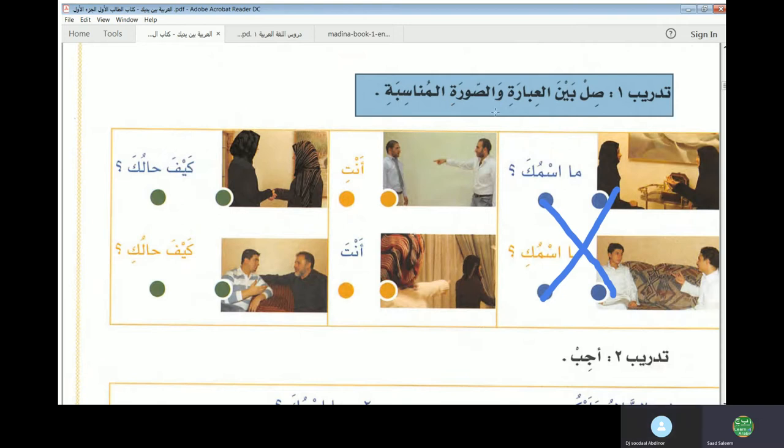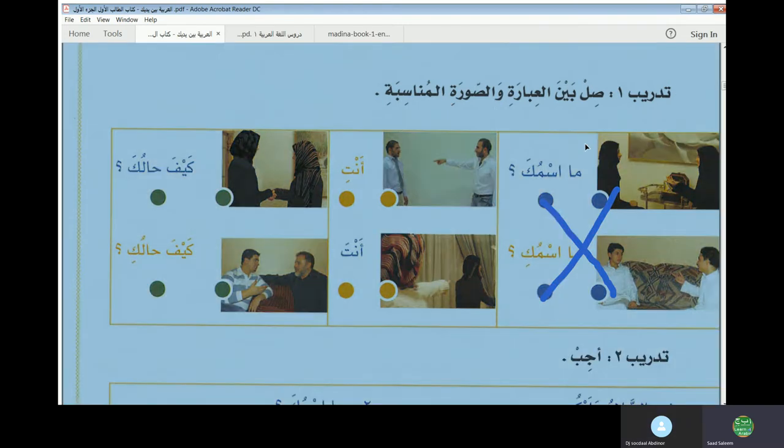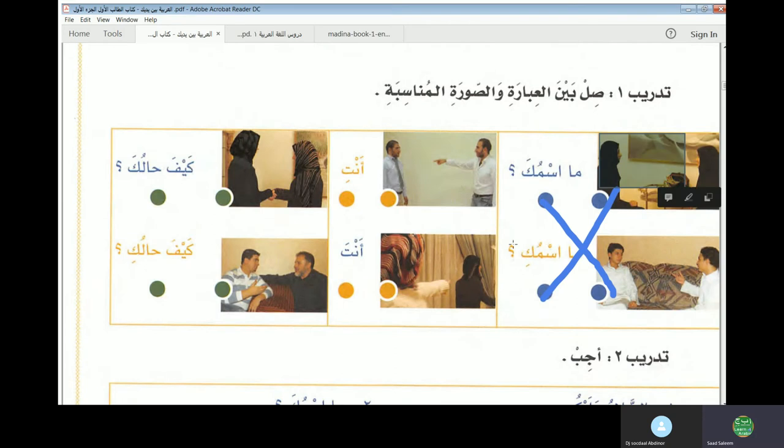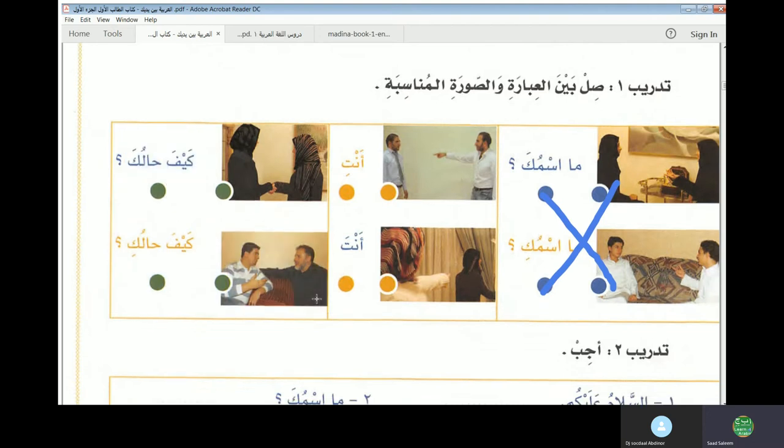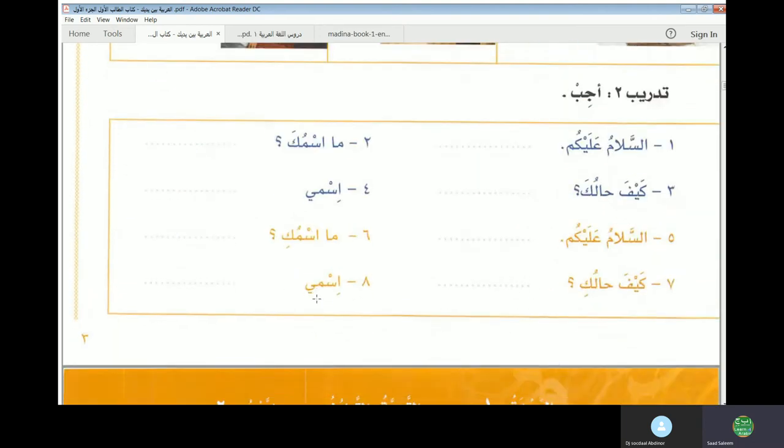Okay. So you just know that this picture will be joined with this one, this picture with this one, and this word will be joined with this picture. And this phrase will be with this. Okay. Tadrib Thani, second exercise.